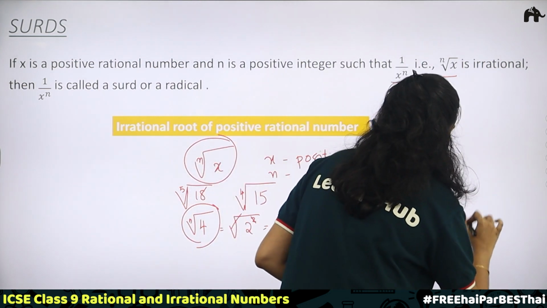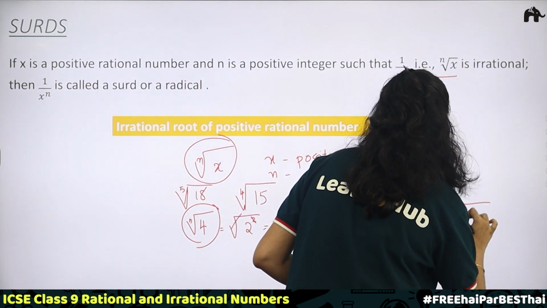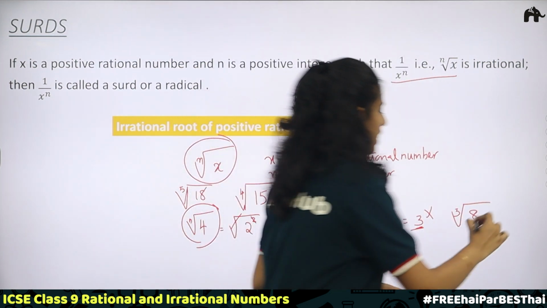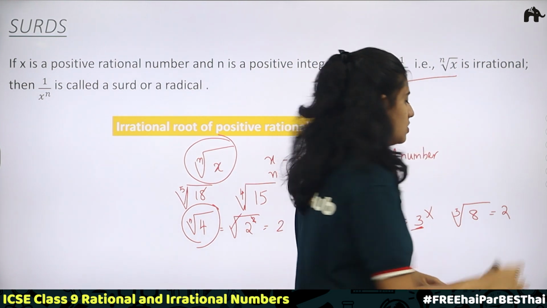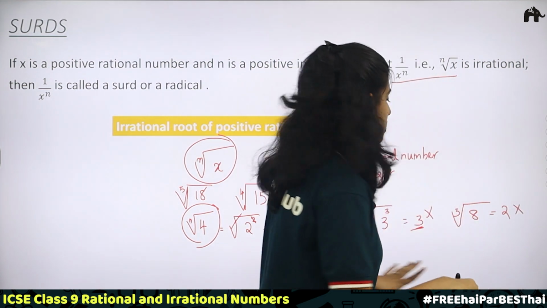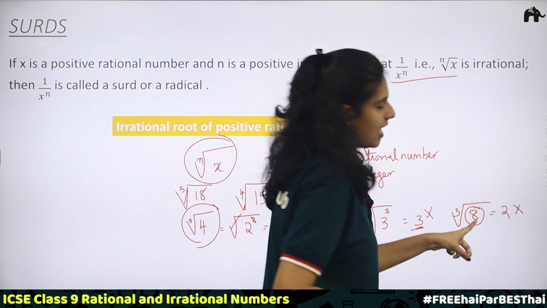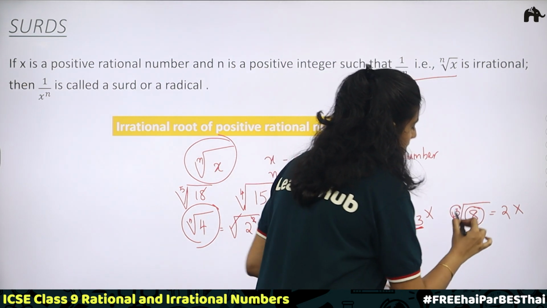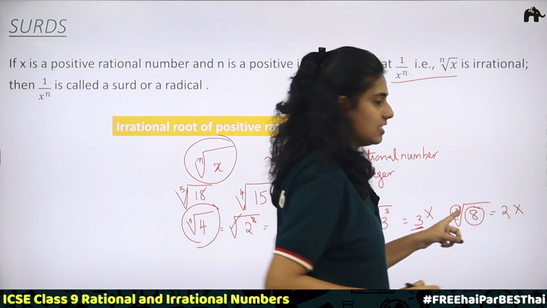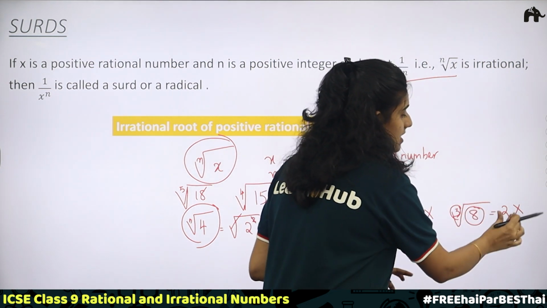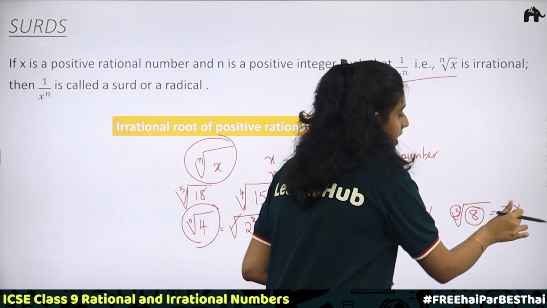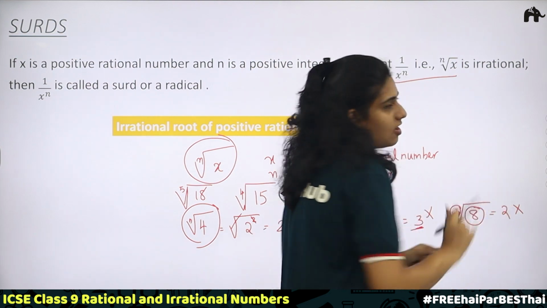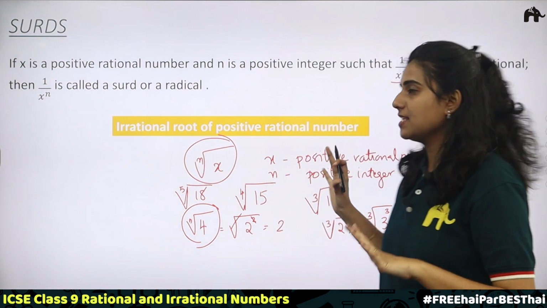Okay. Next, if you take the cube root of 8, what is the cube root of 8? The cube root of 8 is equal to 2. Again a rational number. So this is not a surd. The other two conditions are followed, that is, the radicand is a positive rational number and the index or the order is a positive integer. 3 is a positive integer. But the answer is not an irrational number. Therefore, this is not a surd. Clear? This is the basic idea of a surd.